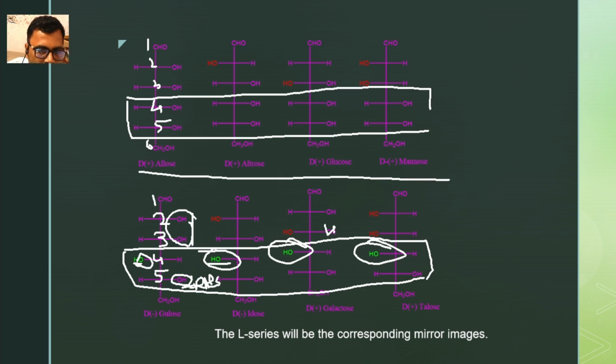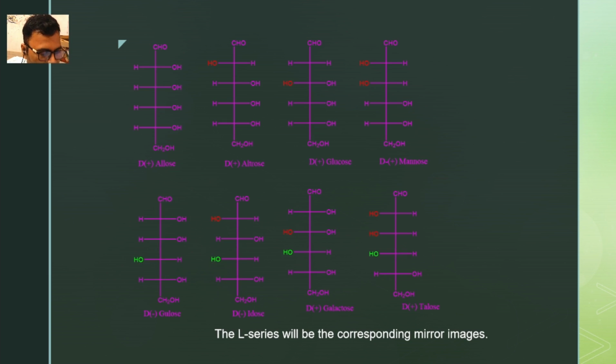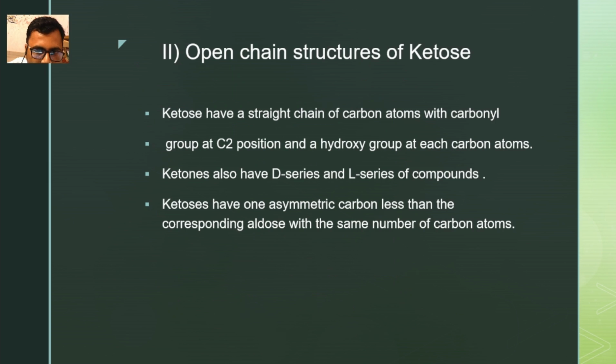Okay, so this is the open chain structure of aldohexoses. So aldohexoses have 16 structures, out of which 8 are D and 8 are L. Then we will discuss the open chain structure of ketoses.